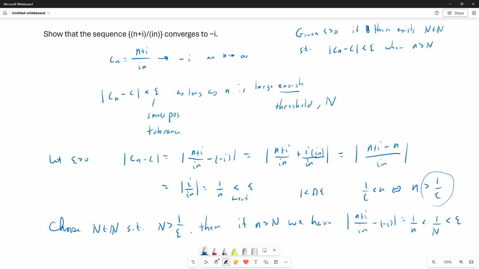So there it is. If our index is beyond the threshold, then the difference between c_n and c in modulus is less than the tolerance. And so that means the sequence converges according to this rigorous definition of the limit of a sequence.